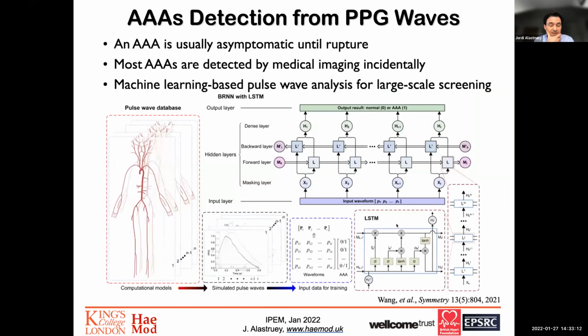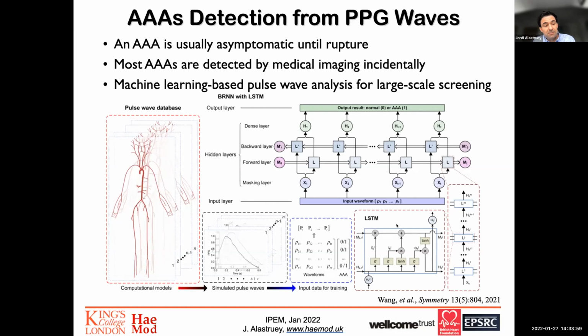The first study is the detection of abdominal aortic aneurysms, or AAAs, from pulse wave analysis. These aneurysms are usually asymptomatic until rupture, which is unfortunately associated with very high mortality. Therefore, early detection of AAAs is really of paramount importance in reducing mortality. But the problem here is that most AAAs are detected by medical imaging incidentally. So we are investigating pulse wave analysis methods based on machine learning that are more convenient and also less expensive for large scale screening than medical imaging exams.